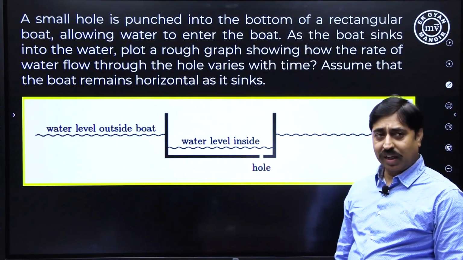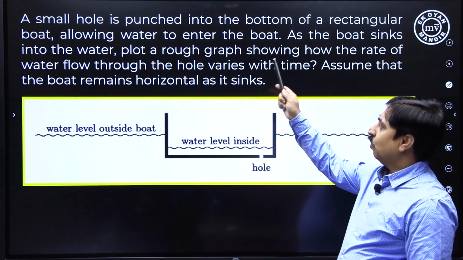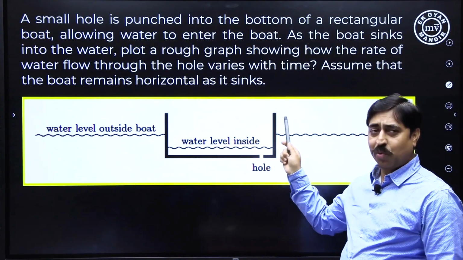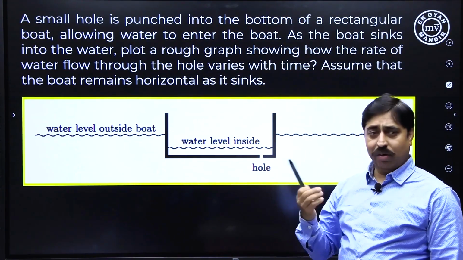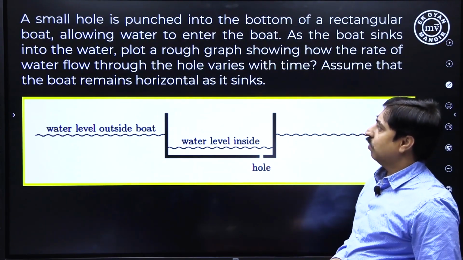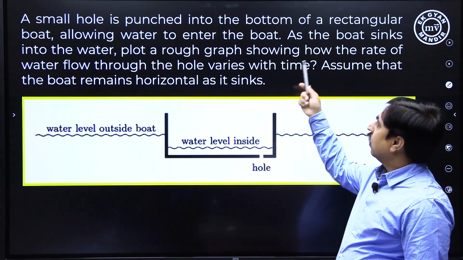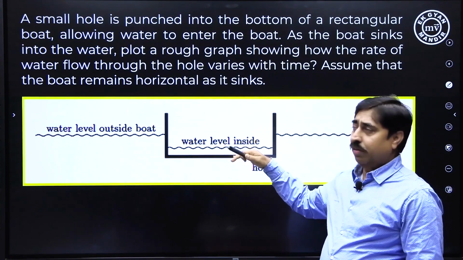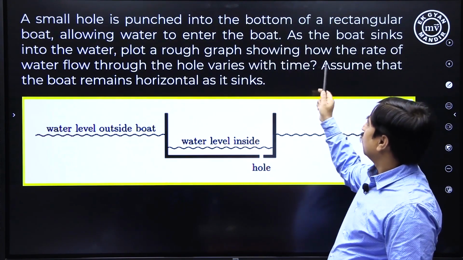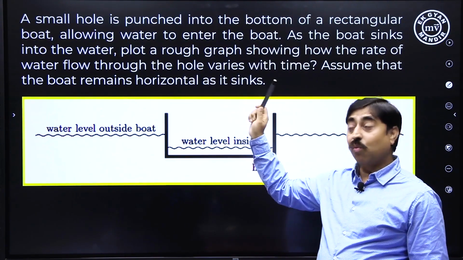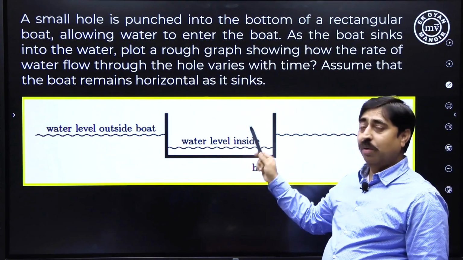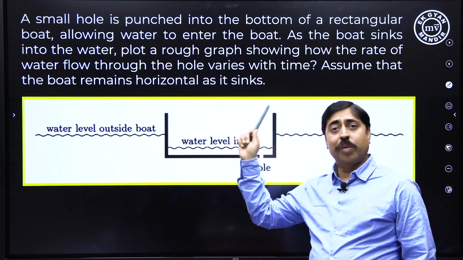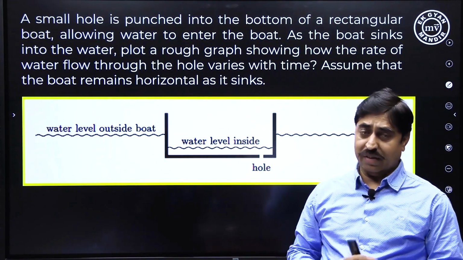The question basically says there is a small hole at the bottom of a rectangular boat. There is a rectangular boat and there is a small hole at the bottom floor of the boat. This allows the water to enter into the boat. As the boat sinks into water, plot a rough graph showing how the rate of water flow through the hole varies with time. Assume that the boat remains horizontal as it sinks.